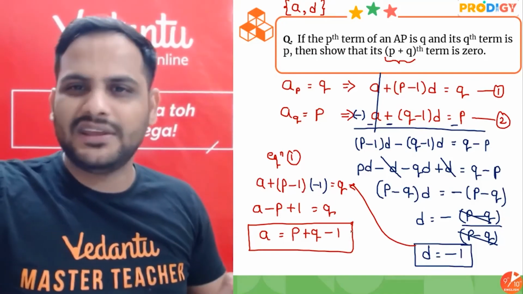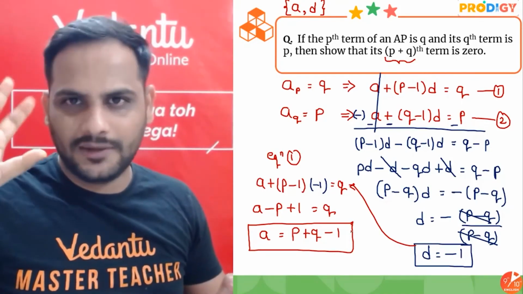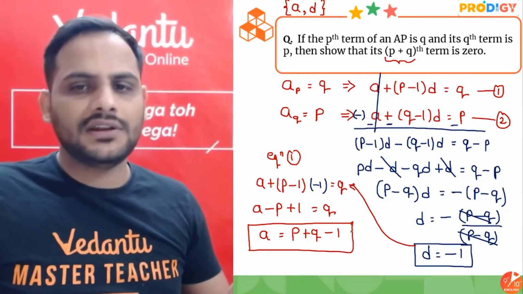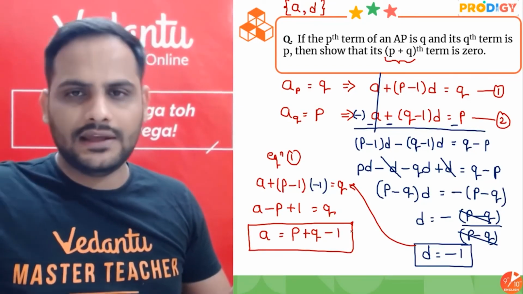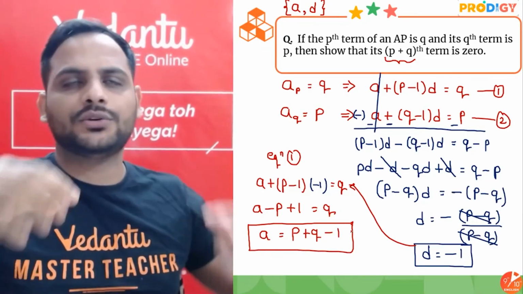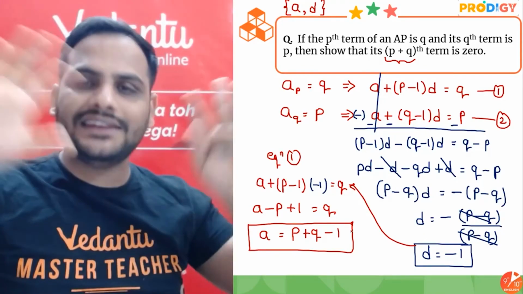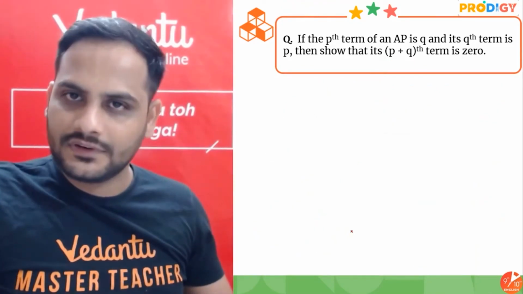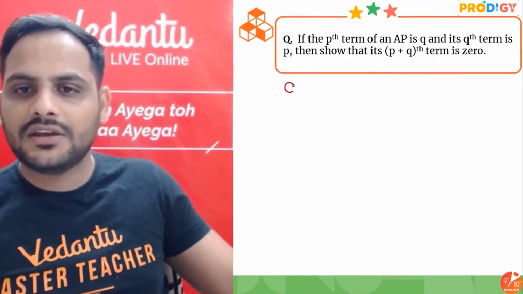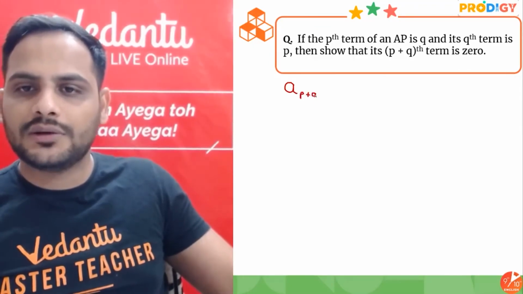So p and q is in the question only, na? So okay. A is p plus q minus 1, d is minus 1. Okay? First term I know, common difference I know. Now I can find out any term of this AP. Okay? What are they asking? They are asking me to find out the p plus q term.